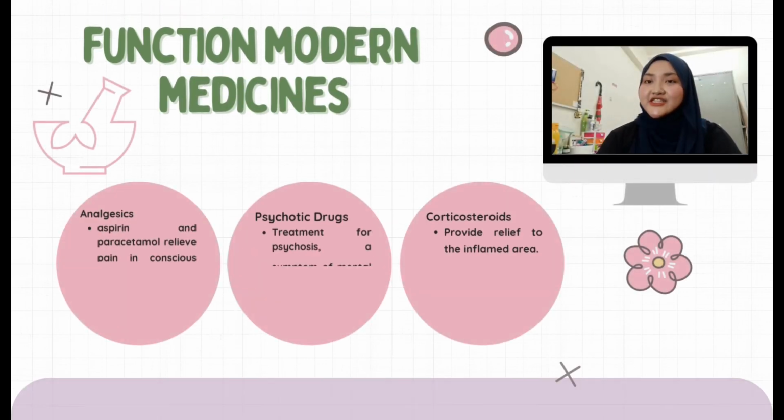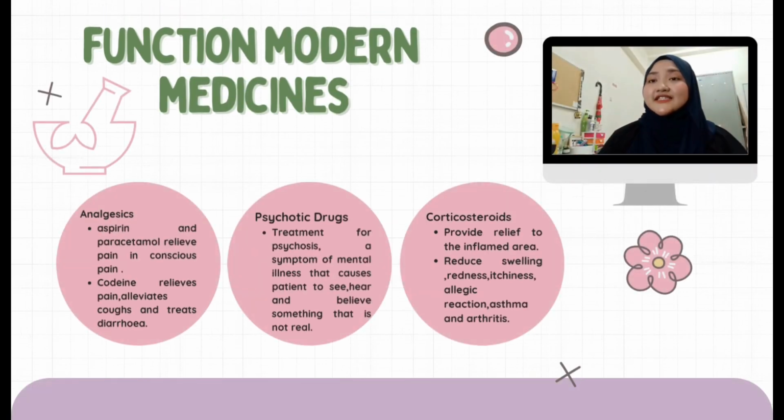This is the function of modern medicine. For analgesics, aspirin and paracetamol are able to relieve occasional pain. Codeine can relieve pain, relieve cough, and treat diarrhea. Psychotic drugs are given to patients for the treatment of psychosis, which is a symptom of a mental illness that causes the patient to see, hear, and believe something that is not true.